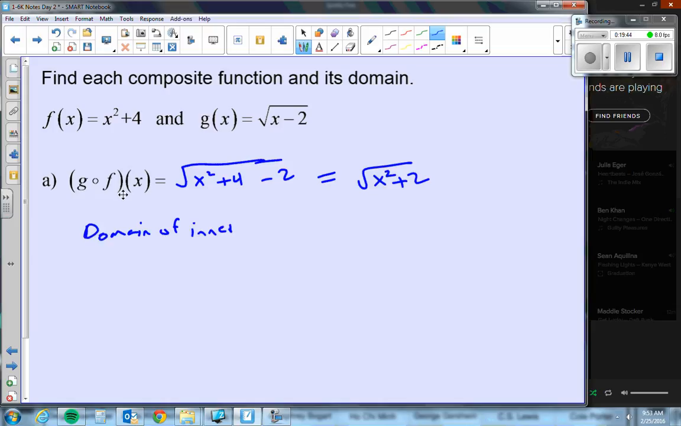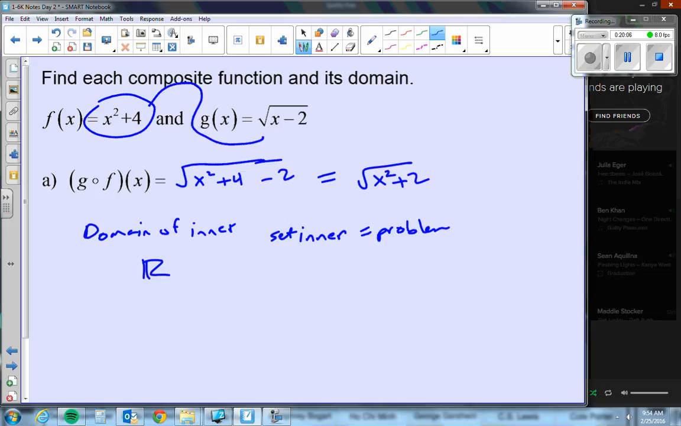The inner function is f. What's the domain of the inner function? All numbers, okay? All right, fine. Now, this is kind of funny. We set domain equal to a problem for the inner. Let's set the inner equal to a problem to the outer. So this is going in here.